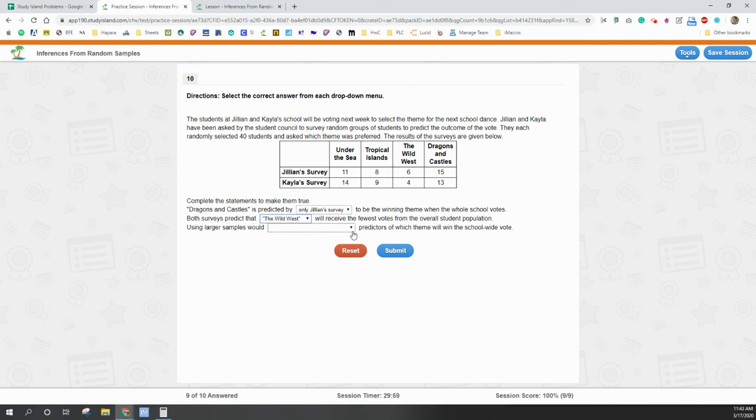Next, using larger samples would make the surveys more accurate, make the surveys less accurate, or not change the surveys when it comes to the predictors of which theme will win the school-wide vote. This is a very important thing when it comes to statistics. More data, larger samples is pretty much always going to make your data more accurate. So you want to make the surveys more accurate by getting larger samples. The larger the sample would be better. That's pretty much always true. So always look for larger samples so that you can have more data and you can make your own predictions more accurate.